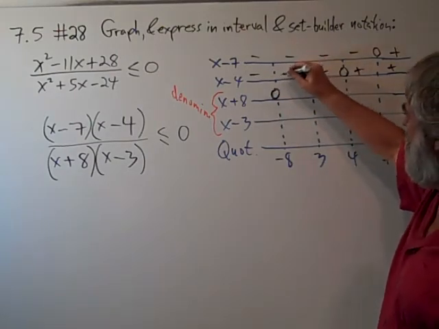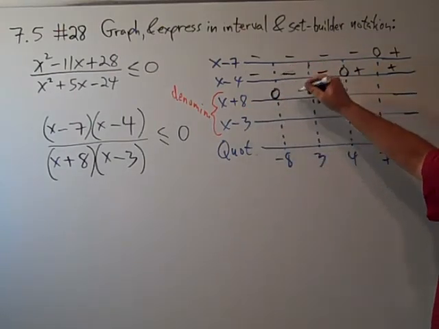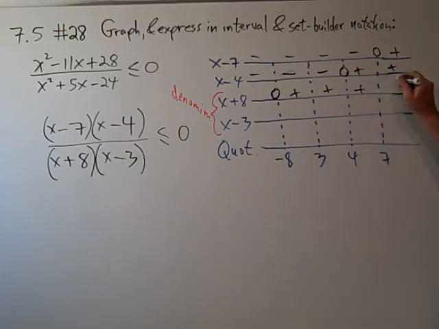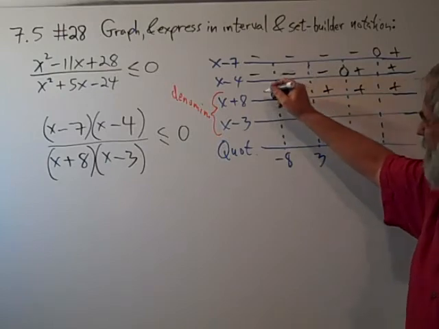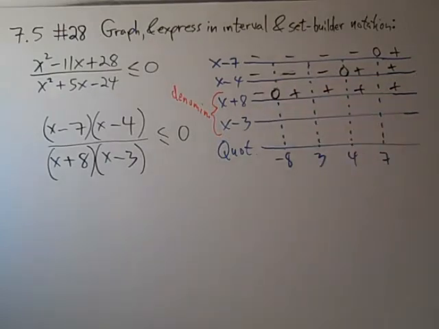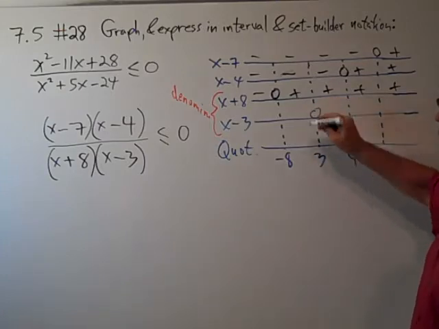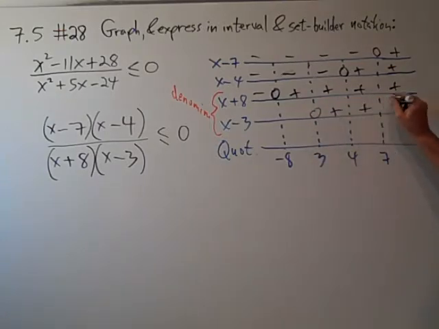And now, x plus 8 is 0 when x equals negative 8. And if x is bigger than negative 8, then x plus 8 is positive. If x is less than negative 8, then x plus 8 is negative. X minus 3 equals 0 when x equals 3, and it's positive if x is bigger than 3 and negative if x is less than 3.